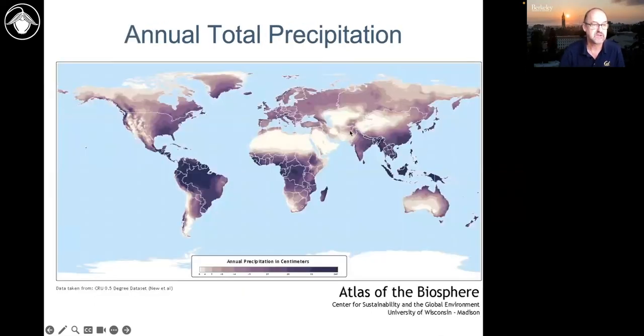So let's look at a global scale. Wet right across the equator, and then you have the Hadley cell setting up, and you get dry in the desert band.